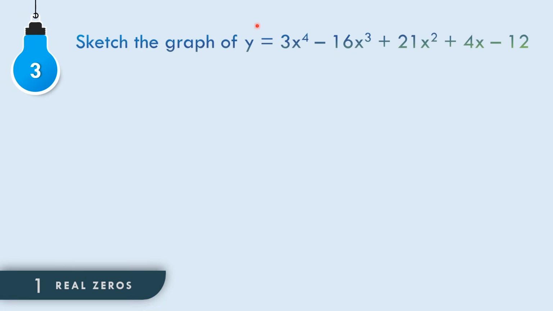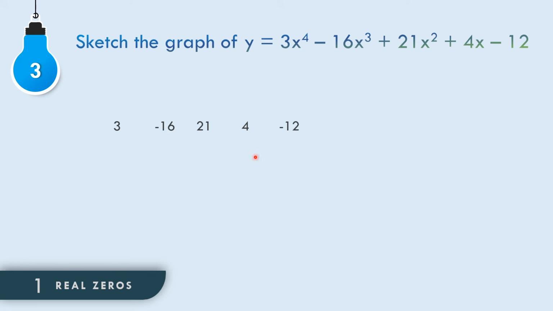Let us sketch the graph of y is equal to 3x to the fourth minus 16x cubed plus 21x squared plus 4x minus 12. Let us replace y with 0 to solve the given using synthetic division. So bring down 3. And then negative 16, positive 21, positive 4, and negative 12. We get the numerical coefficients.